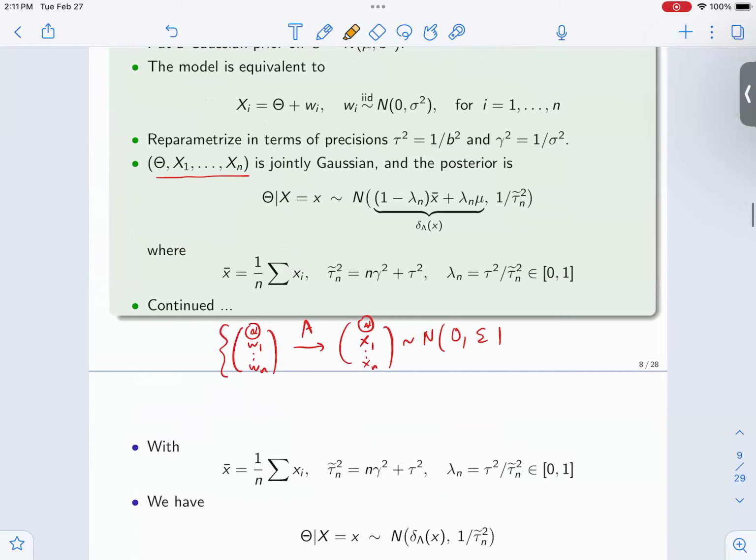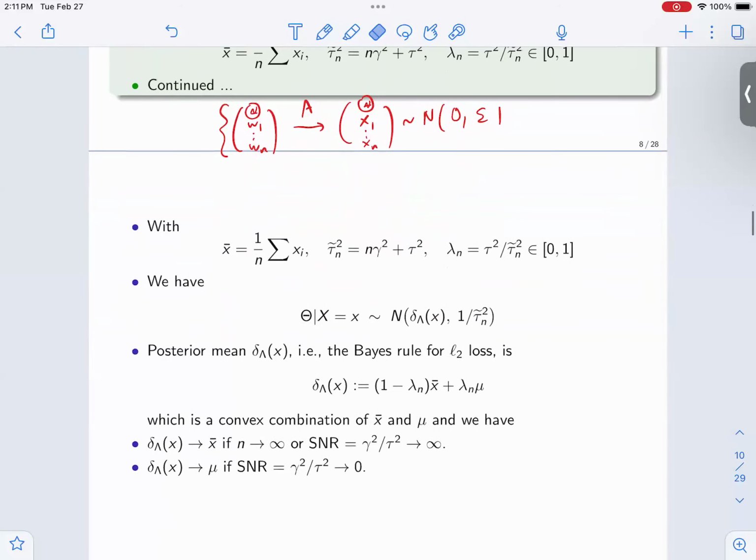Okay, so one more point is that this, again, posterior mean is the Bayes rule, or the Bayes estimator, if you want, under the quadratic loss. So if you specify the quadratic loss and ask what the optimal estimator under the Bayes risk is, then this is your solution. Any questions?